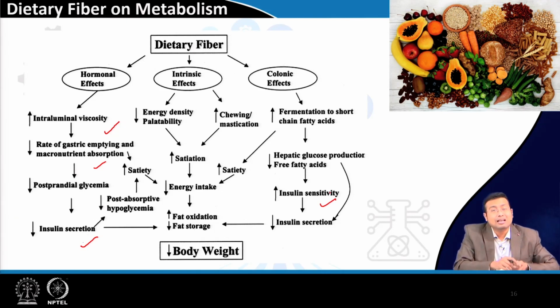Dietary fibers can be fermented into short chain fatty acids, okay, and that actually decreases hepatic glucose production and free fatty acid breakdown, okay. We do not need gluconeogenesis in that way. Thus, insulin sensitivity is increased, but insulin secretion is decreased. Not only that, there are intrinsic effects of dietary fibers which decrease the energy palatability by increasing chewing and mastication. So, what does it lead to? It leads to satiation, early satiety, you feel full even if you are not full.